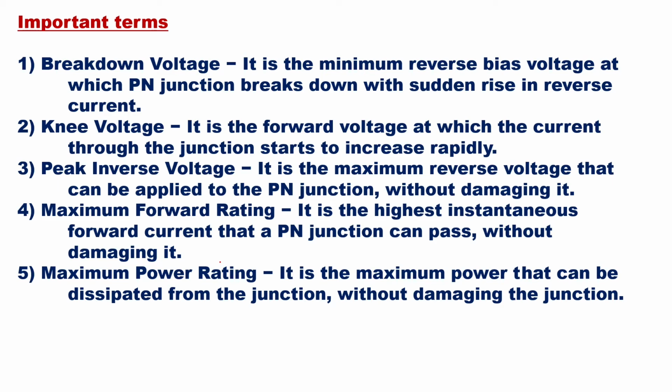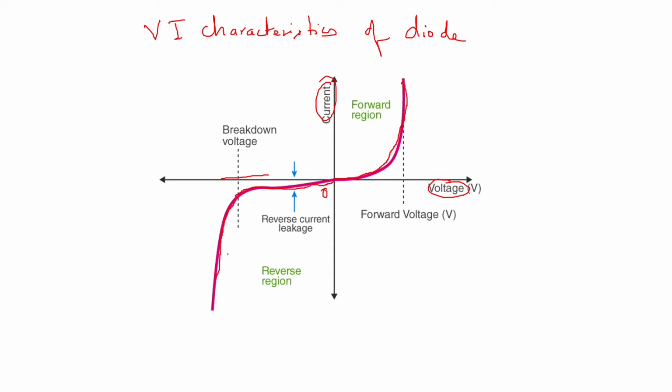Then the second one is knee voltage, which we see in the forward characteristics. It is the forward voltage at which the current through the junction starts to increase rapidly. If you go back and look at the VI characteristics, in the forward region, once you overcome the potential barrier, it gives you a knee-type position, and this will be called your knee voltage. Once you cross the knee voltage, the current will increase.